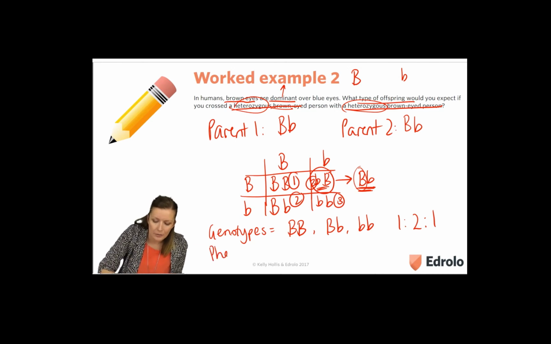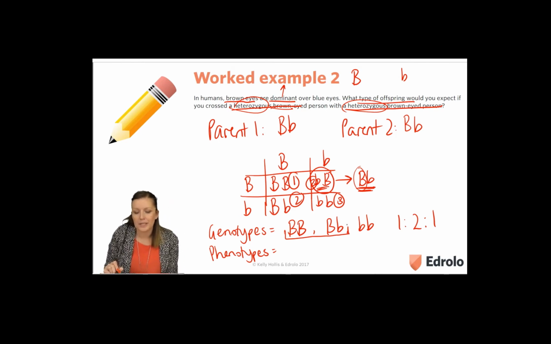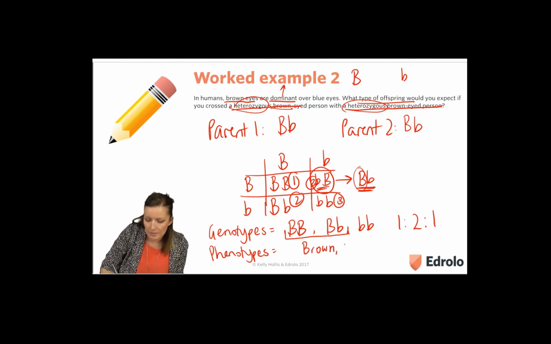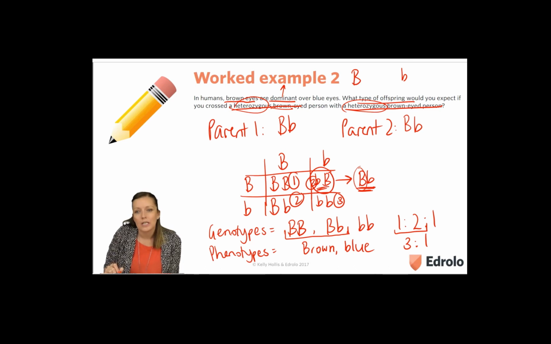But then if we look at the phenotypes, remembering anytime that big B is present, this individual is going to have brown eyes. So we only have the 2 different phenotypes. So they are brown and blue. But if we have a look at the ratio of phenotypes, our ratio is actually 3 to 1. So there's a 75% chance that this offspring is going to have brown eyes and 25% chance that this offspring is going to have blue eyes.